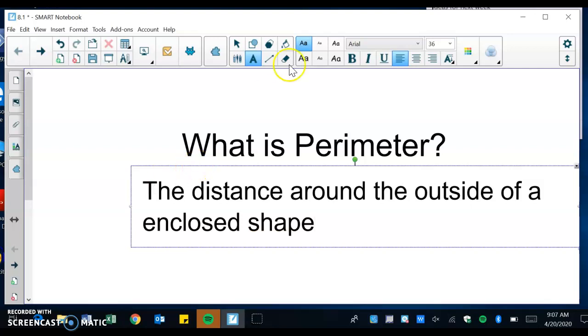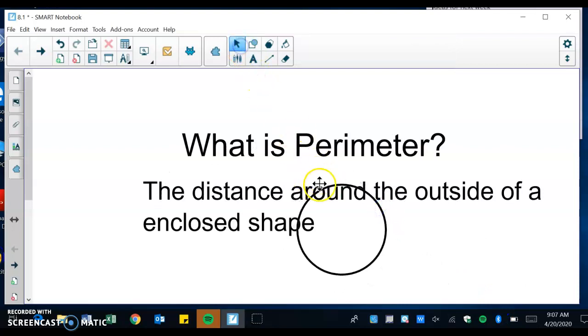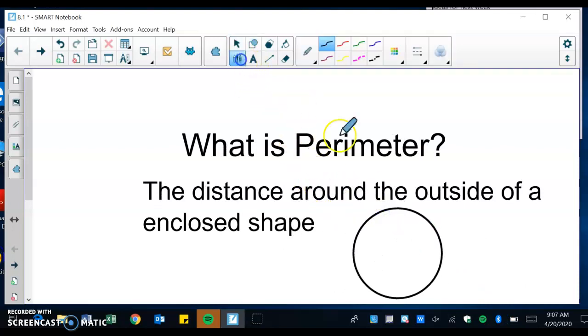So today we're going to learn about the circle and the distance around it, which is called the circumference. We're also going to learn about diameter, which is from one end to another. And then we're also going to learn about the radius, which is half the diameter. Okay. And then the center point. Okay. But first you have to learn perimeter.